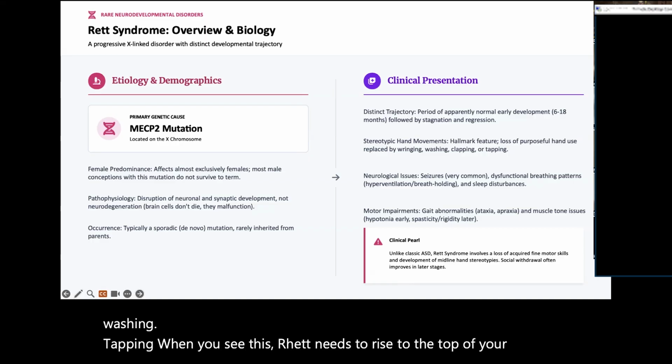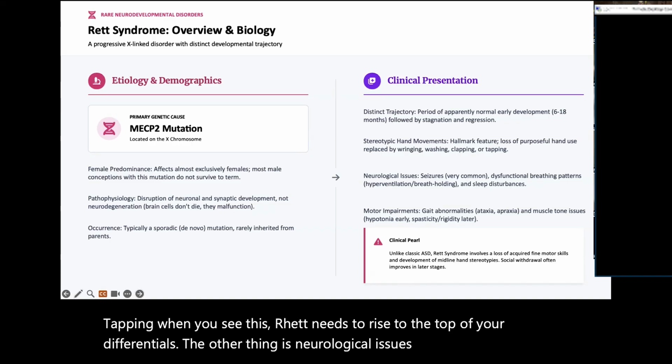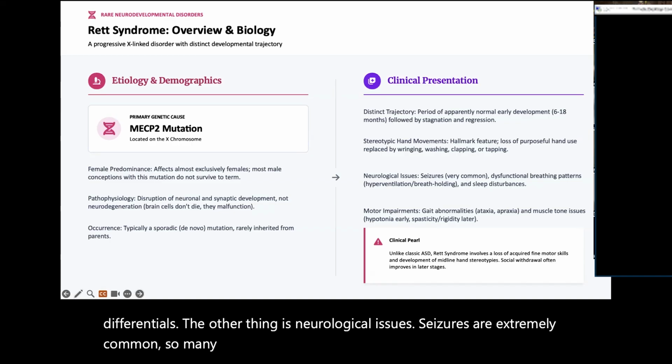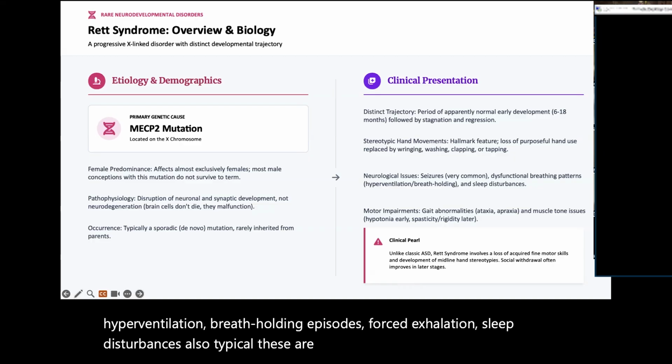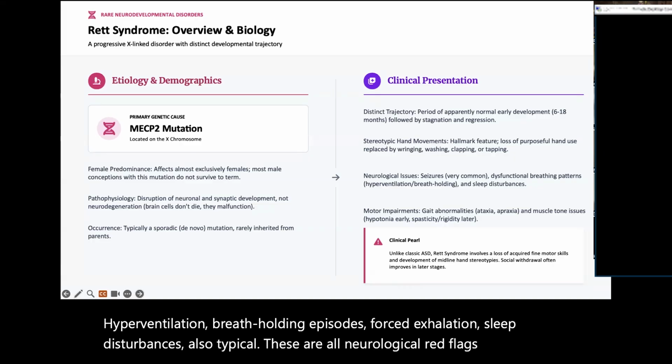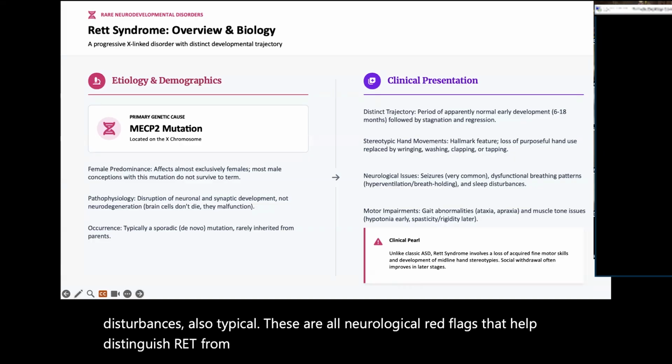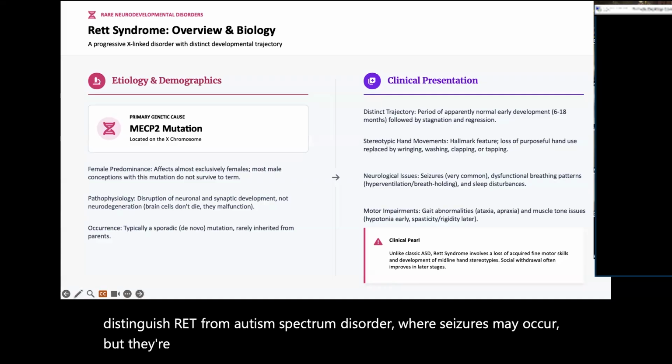The other thing is neurological issues. Seizures are extremely common, and many children will display abnormal breathing patterns: hyperventilation, breath-holding episodes, forced exhalation. Sleep disturbance is also typical. These are all neurological red flags that help distinguish Rett from autism spectrum disorder, where seizures may occur, but they're not defining.